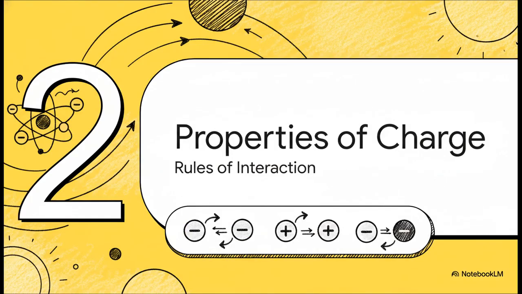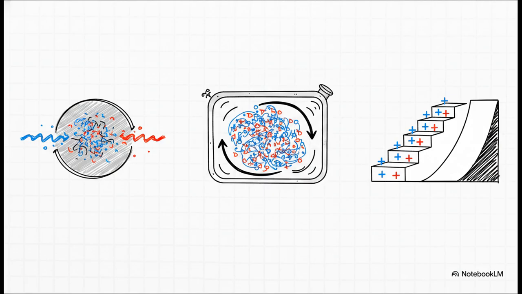Moving right along to Section 2, properties of electric charge. Okay, let's zoom way into the subatomic level. Whether a charge is positive or negative, it plays by three main rules. First up, additivity. This just means the total charge of a system is the simple algebraic sum of its individual charges. You just add the positives and negatives together. Easy enough, right? Second is conservation.